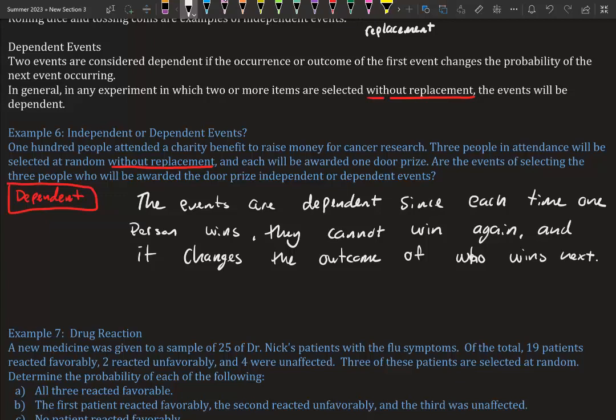Let's say my friend wins. Now there's 98 people to choose from. So you see how we're changing the amount of people we're allowed to pick from? That's another way to say dependent.